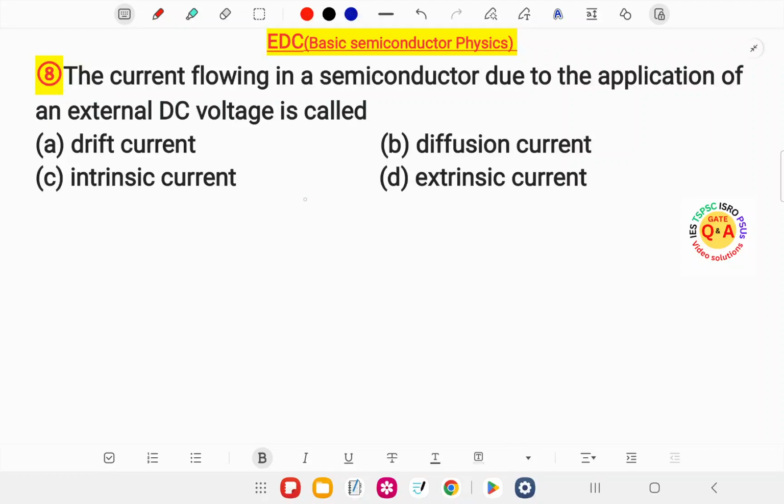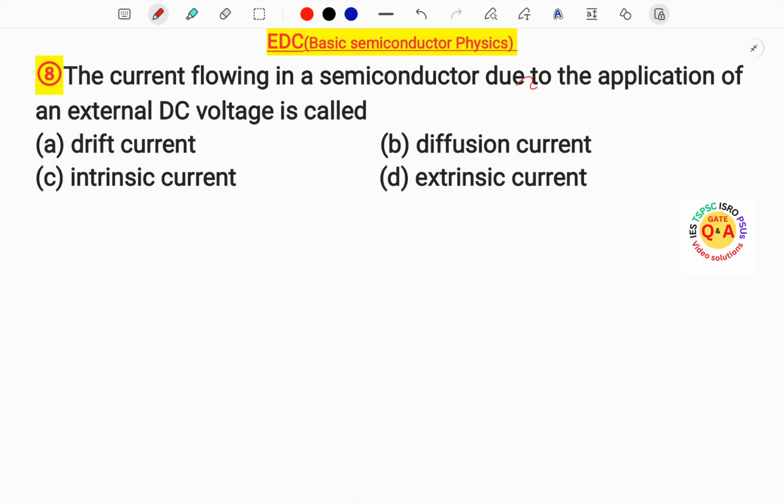Question number 8. The current flowing in a semiconductor due to the application of an external DC voltage is: option A, drift current; option B, diffusion current; option C, intrinsic current; option D, extrinsic current. Now we will see the concept.